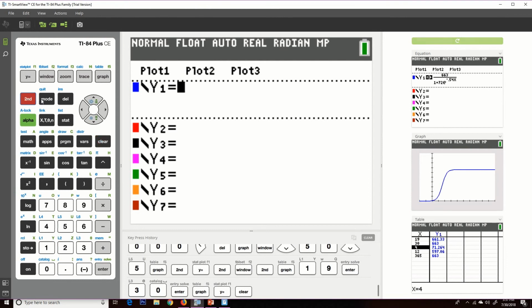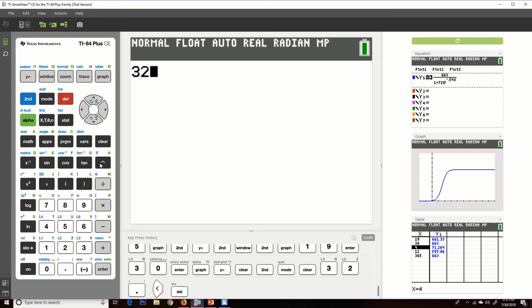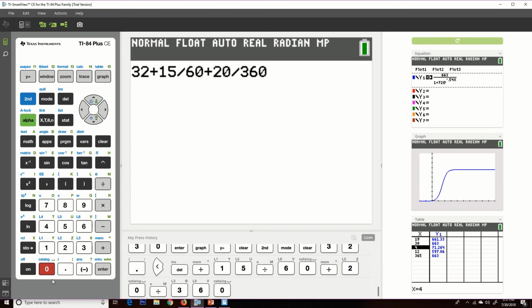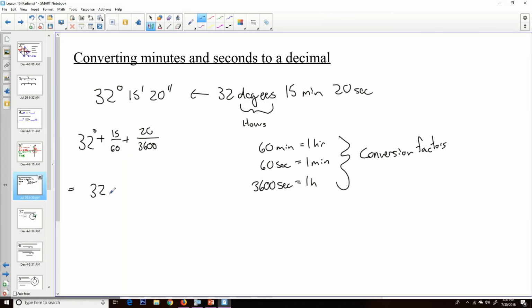So if I grab my graphing calculator, I go back to the standard value mode, and I clear everything out. I go 32, and then I delete that decimal place, and I go plus 15 divided by 60 plus 20 divided by 3,600, and I hit enter, and now I've changed my minutes and seconds into a decimal value, and so I get 32.256 degrees as my final answer. So 32.256 degrees, that is these minutes and seconds changed to a decimal.